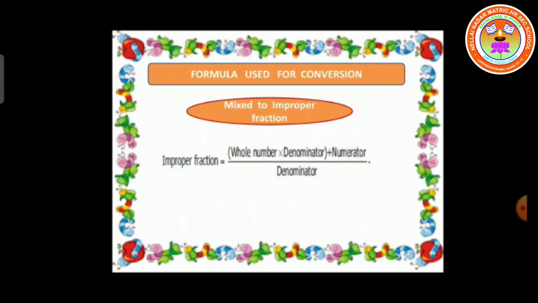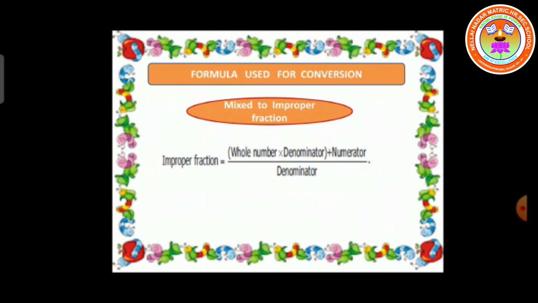Then, formulas used for conversion. In this exercise, we are going to see 2 formulas. Okay? The first one is conversion of mixed to improper fraction. What is the formula? Improper fraction is equal to whole number into denominator within brackets plus numerator, divided by denominator. Okay, just go through it.